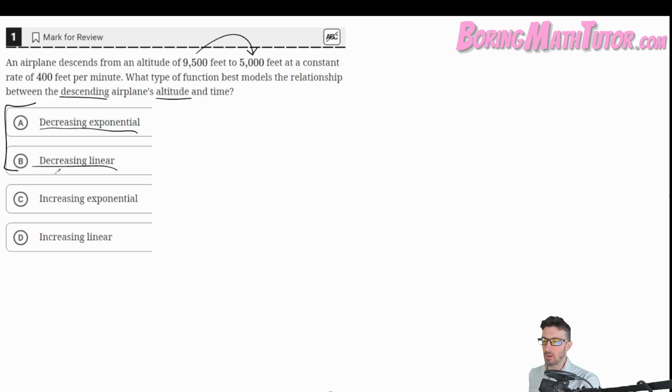So we know it's either A or B, but it is going down at a constant rate of 400 feet per minute. So what that means is that you would do minus 400 and then minus 400, then minus 400, and so on and so on. So it's a linear one. Exponential is in case it was constantly being divided by something, or multiplied in case it was an increasing exponential. But our answer is definitely B.